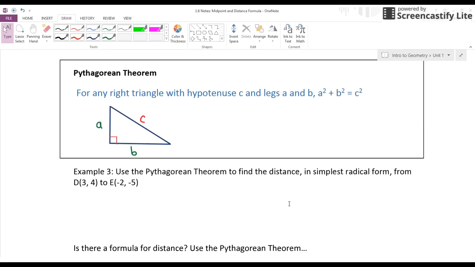And you can find distance in 2 ways. The first way is using the Pythagorean theorem, which some of you may remember. It's when we have any right triangle, right? It must be a right triangle, which means you have to have one of these 90-degree angles, all right? So for any right triangle with hypotenuse C, and remember hypotenuse means the longest side.